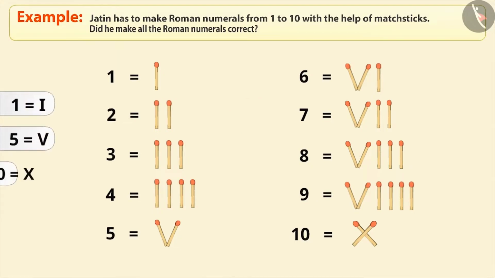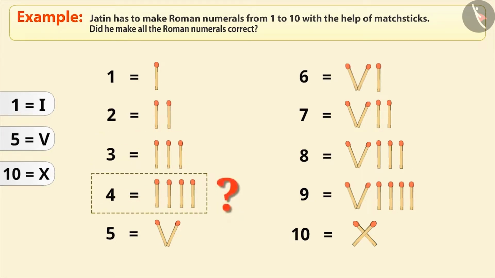We have learned to write the symbols of 1, 5 and 10. 2 is written by repeating the symbols of 1 2 times and 3 is written by repeating the symbol of 1 3 times. Has he expressed 4 correctly? No. Why so? This is because no symbol is repeated more than 3 times. So how do we write 4?